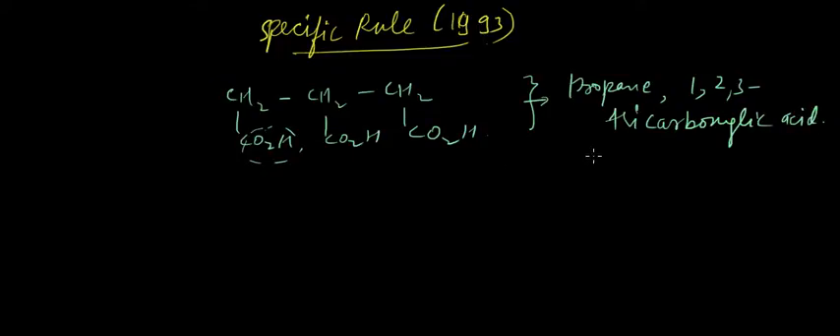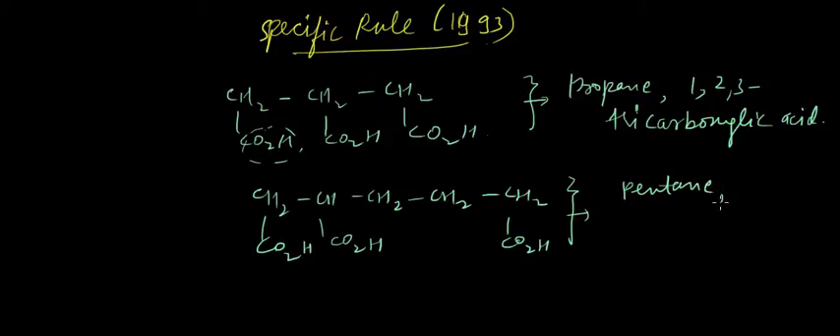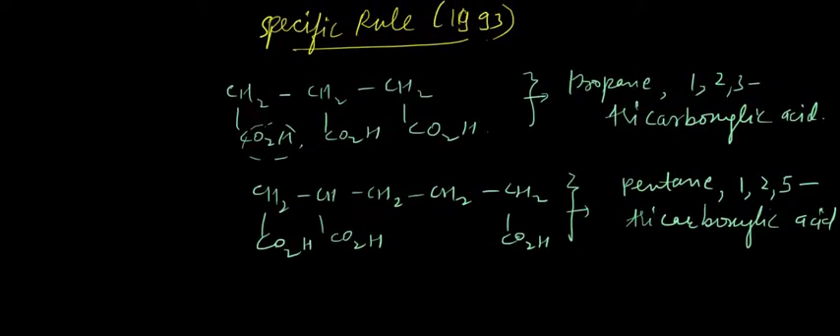Okay, and similarly, if we have something like this, then the name would be pentane-1,2,3, or rather 1,2 and 5-tricarboxylic acid.